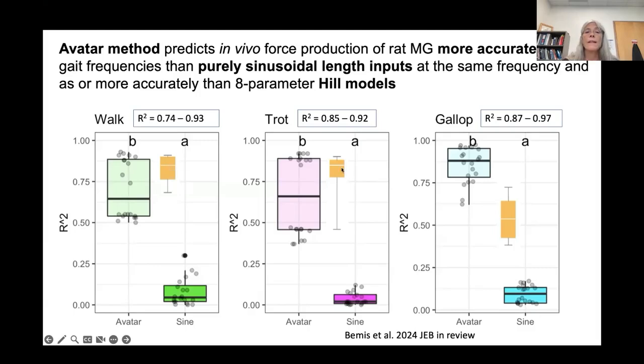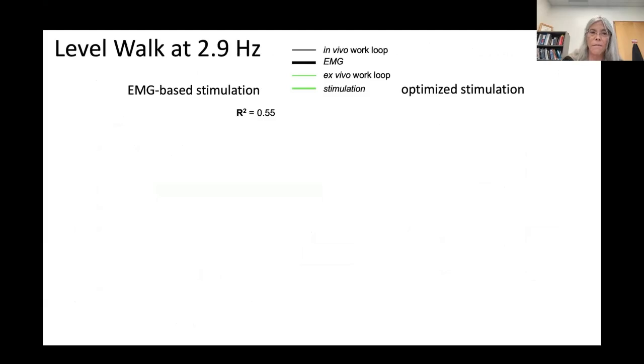And these little boxes are the average R-squared from Hill models for the same data. And so you can see the Hill models and the avatar do about the same for walking and trotting, but the avatar does much better for galloping than the Hill model. So there's something that the avatar is catching about how muscles work at high frequencies that the Hill model is missing.